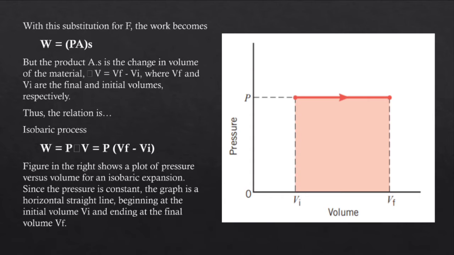It is often convenient to display thermal processes graphically. For instance, the figure on the right shows a plot of pressure versus volume for an isobaric expansion. Since the pressure is constant, the graph is a horizontal straight line beginning at the initial volume Vi and ending at the final volume Vf. In terms of such a plot, the work W is equal to P times the difference of Vf and Vi, which is the area under the graph, the shaded rectangle of height P and width Vf minus Vi. That is the pink shaded part there in the image.